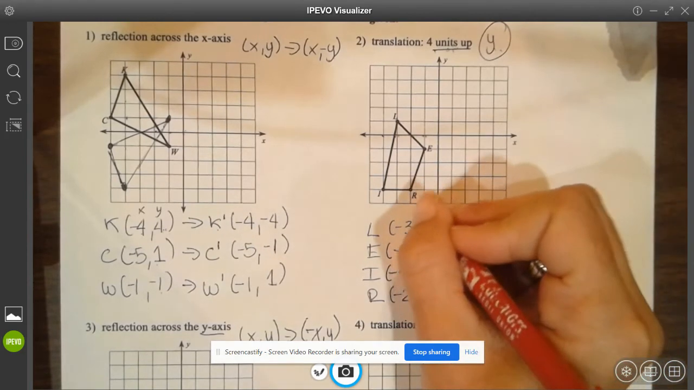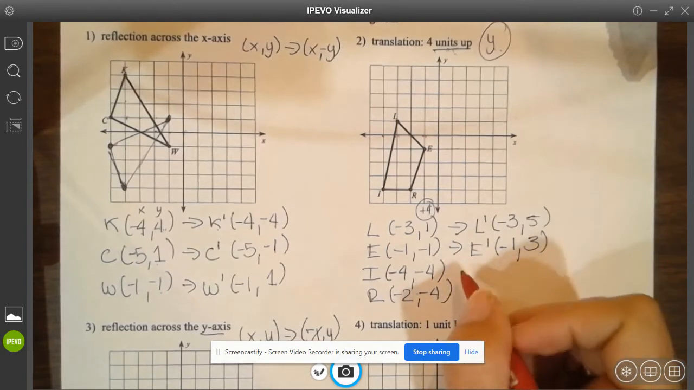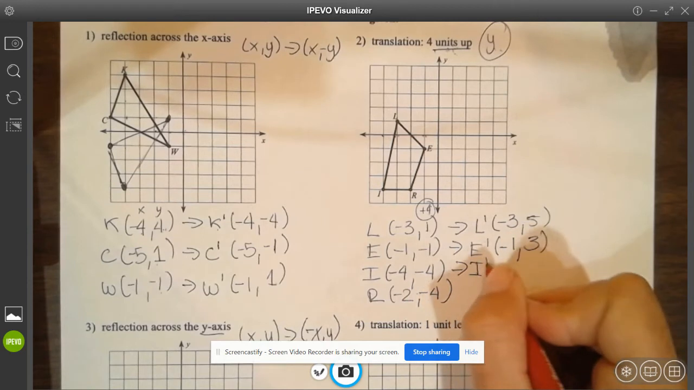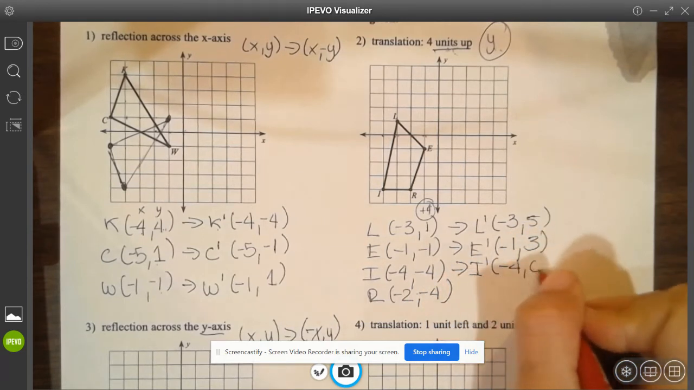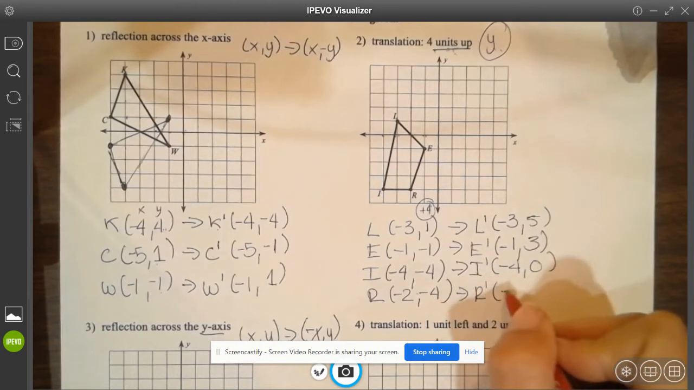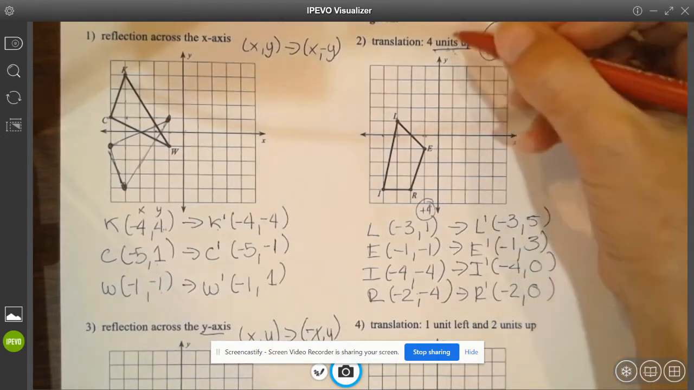So right here, remember to add those 4 units to y. All right, -4 plus 4, that is 0, so my new point is I' (-4, 0). And then R' would be -2, and -4 plus 4, that is 0. And that is my new image, so let's look for it.